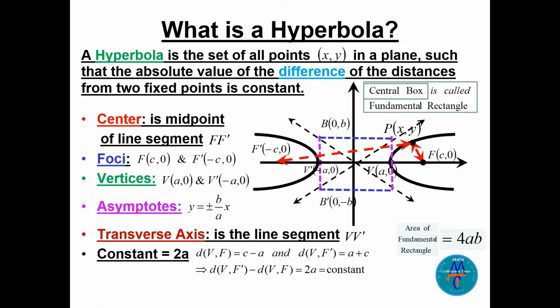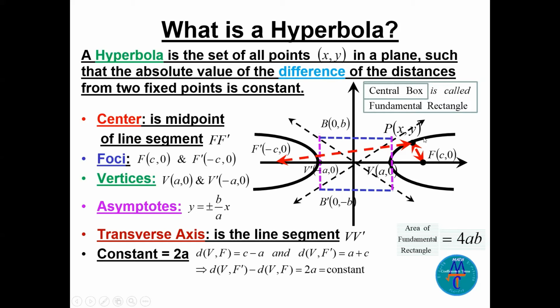What else? In the hyperbola, we can draw what we call here the central box. This is a central box. Some books call it the fundamental rectangle. They have the same meaning. The area of the fundamental rectangle here on the right side, you can see, is 4ab. Why? From the center to the vertex here is a, and from the same center to the other vertex is minus a. So the distance here is 2a. Same thing, this is 2b to draw the rectangle. 2b times 2a, length times width, will be 4ab.